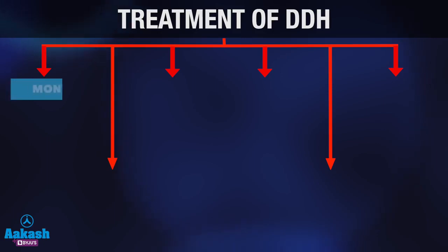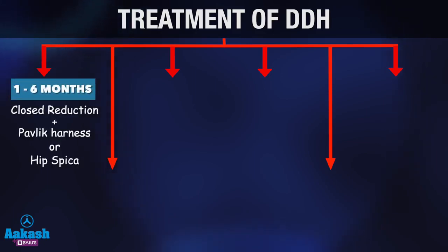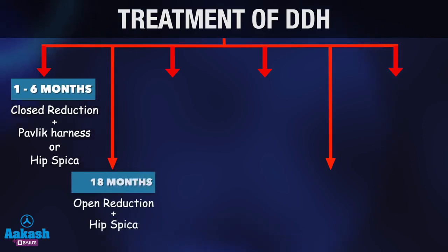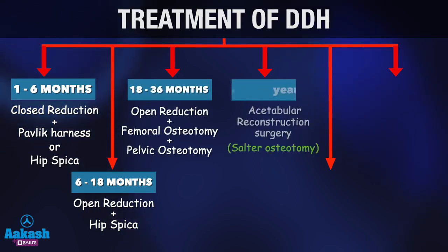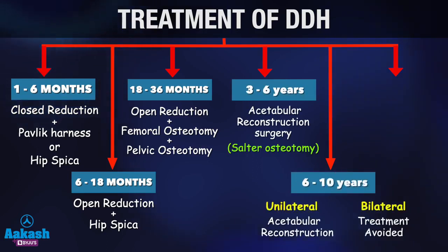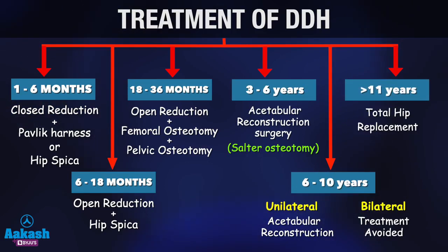So let's see again. 1 to 6 months: closed reduction plus Pavlik harness or hip spica. 6 to 18 months: open reduction, not closed, plus hip spica. More than 1.5 years, 18 to 36 months: open reduction plus femoral osteotomy and pelvic osteotomy. More age, 3 to 6 years: acetabulum reconstruction, among which is Salter. 6 to 10 years: unilateral, again acetabulum reconstruction; bilateral, no treatment given. And more than 11 years of age, you go for hip replacement.